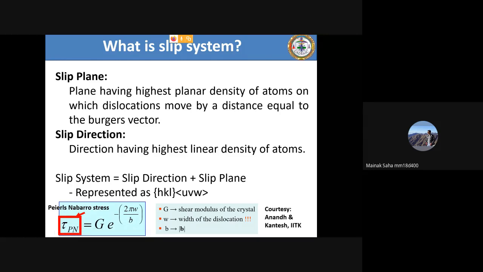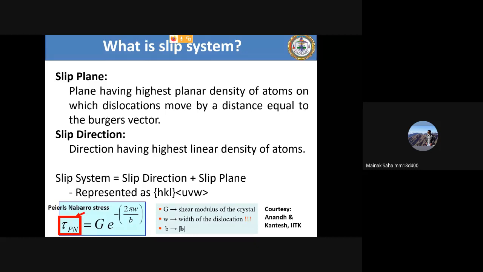If it is the most widely spaced, then B is going to be maximum, because the interplanar spacing is going to be maximum. So if B is very, very high for the slip plane, what happens? The denominator gets high, and this total term reduces. The spacing is very, very high, most widely spaced plane, that is correct.